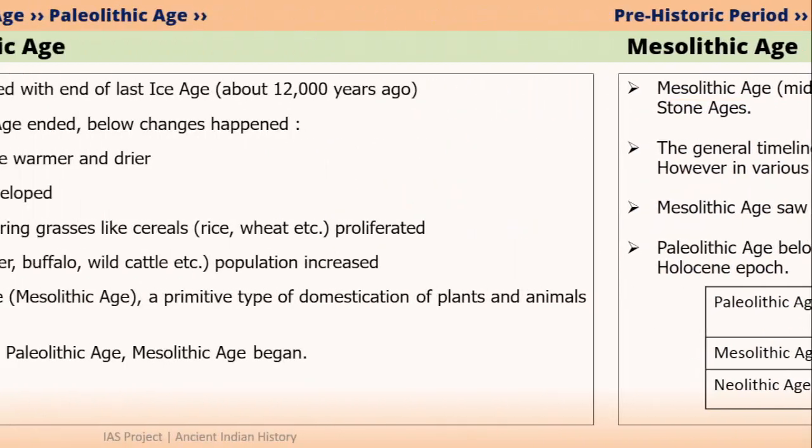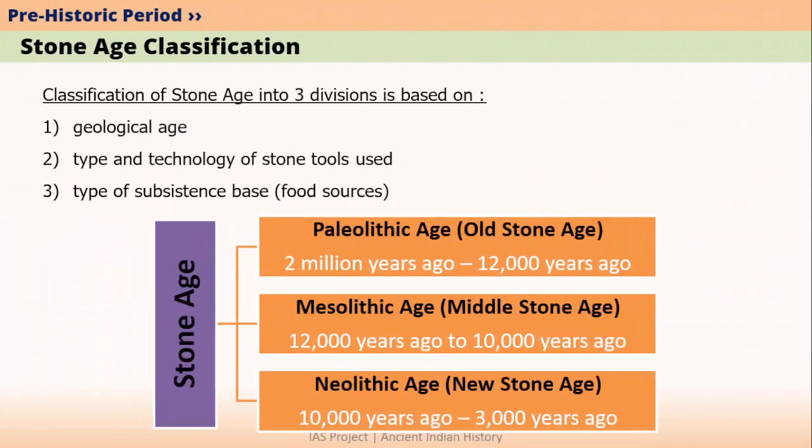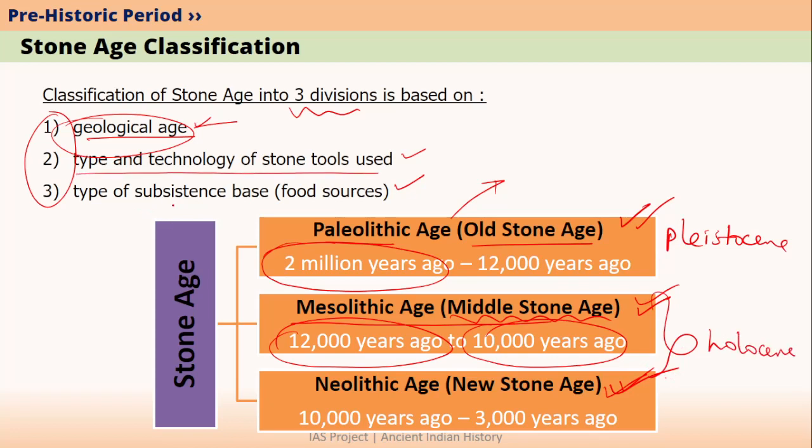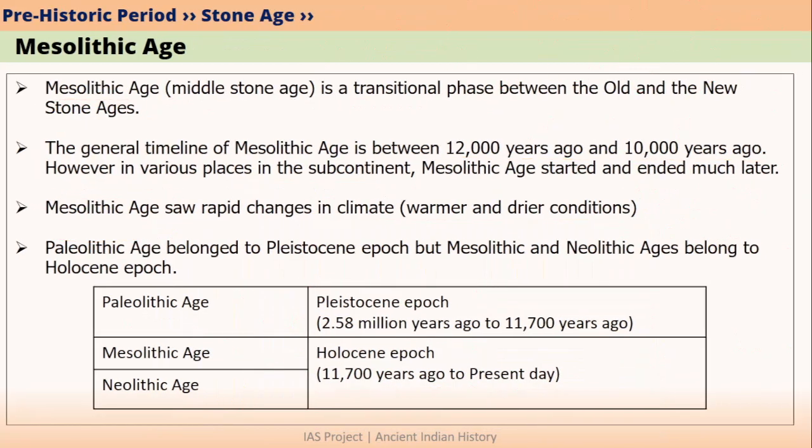So when we said geological age is a factor in determining how we are going to divide the Stone Age, then we meant this one. Based on the Pleistocene Epoch or Holocene Epoch, we have divided it into three parts. This was in Pleistocene, both of these were in Holocene. Similarly, we will also discuss the type and technology of stone tools and the type of subsistence base, that is, food sources. I hope this much is clear.